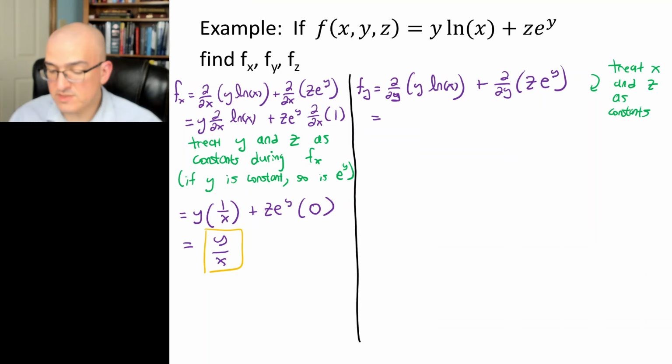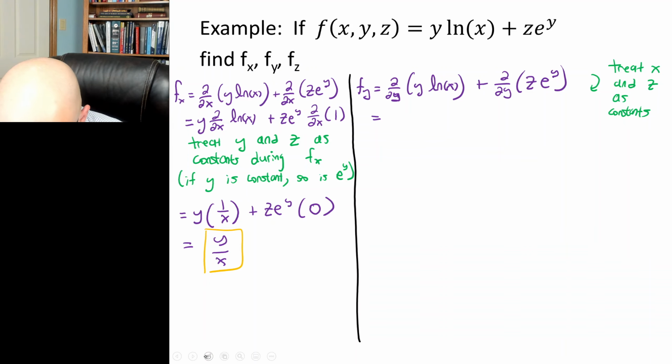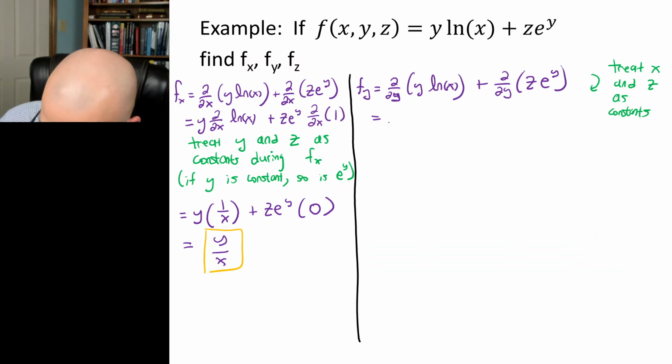And if x is a constant, ln of x is also a constant. Like ln of 3 is a constant. It's some decimal number. Okay, so ln of x can come out front, and we have the y derivative of y. Z is a constant, it can come out front, and we have the y derivative of e to the y.